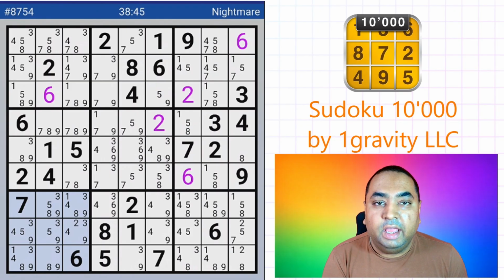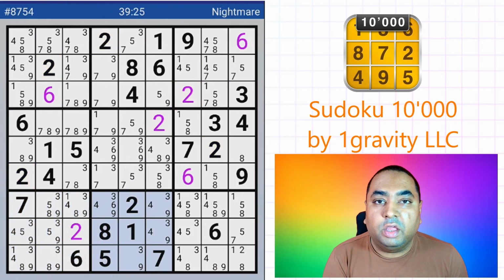In the same way, examine block 7. In block 7, you see where 2 can be placed, where number 2 can be placed. So that is the position of the 2. Now we will go further.